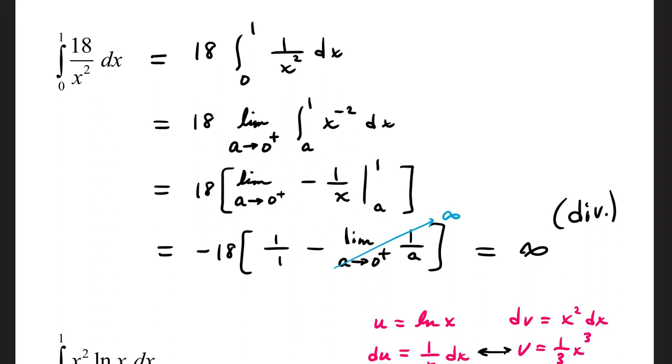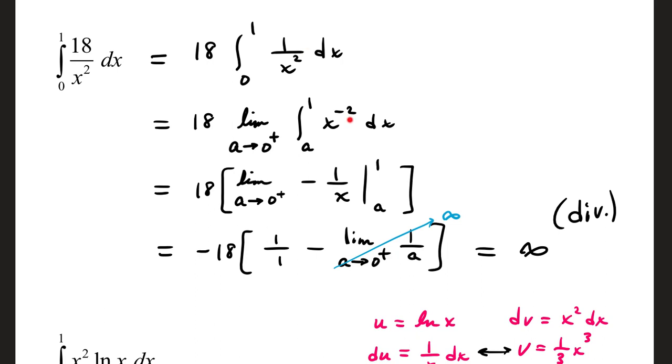The integral from 0 to 1 of 18 over x squared, we can factor out this 18. Actually, it's a scalar multiple, so we'll pull it out front. Integrating from 0 to 1. This fraction is not defined at 0, so it makes it improper. We replace 0 with an a, but we're going to let a approach 0 from the right.